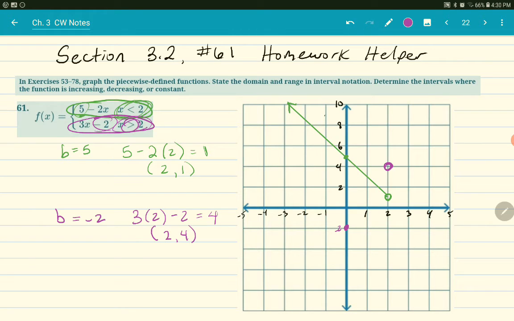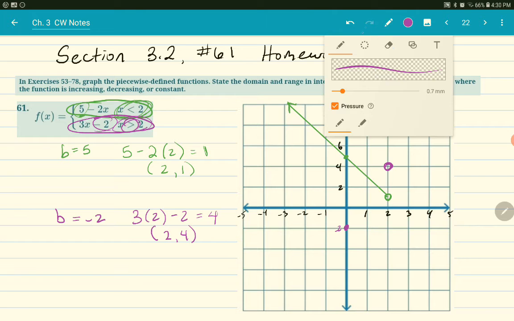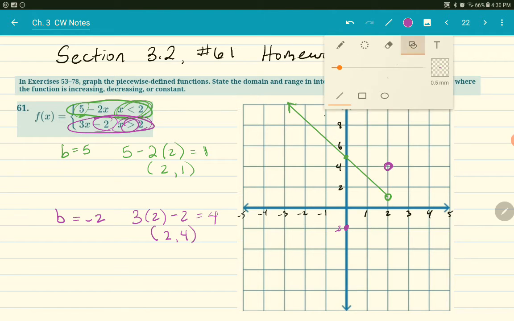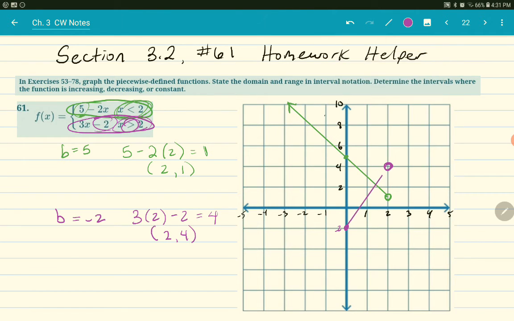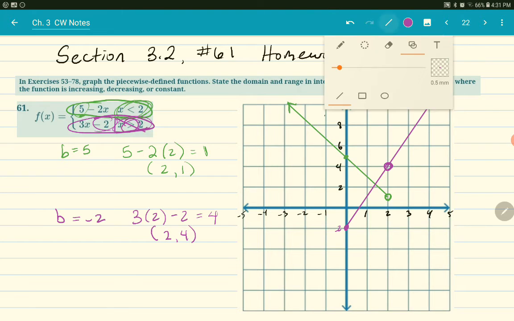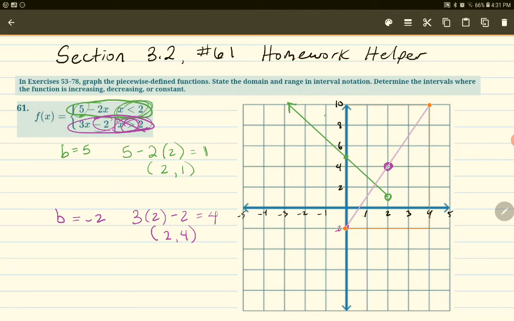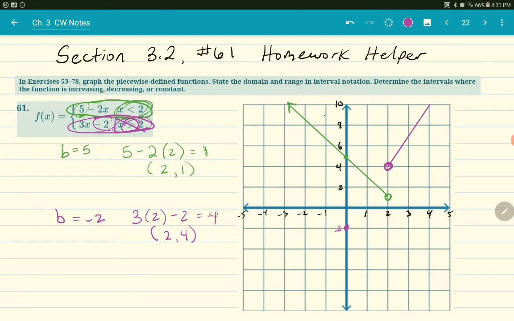And then if I were to just draw that straight line without the domain restriction, then it looks like that straight line that connects those 2 points. And it goes on from there. But my domain is restricted to x greater than 2. So that means this line is going to start at 2 with the hole at 2. So there's actually no point right there. Okay, so that's my piecewise function.